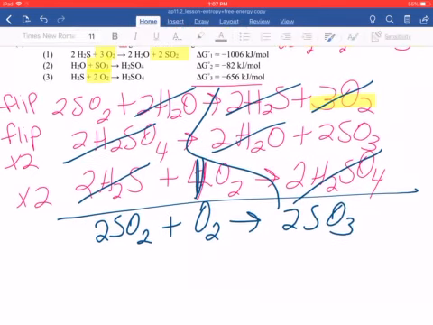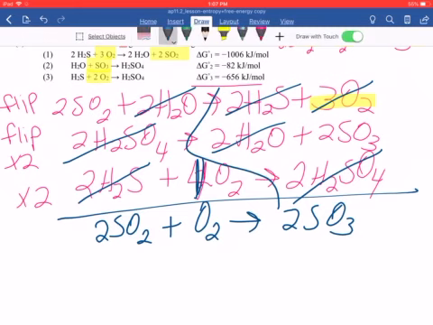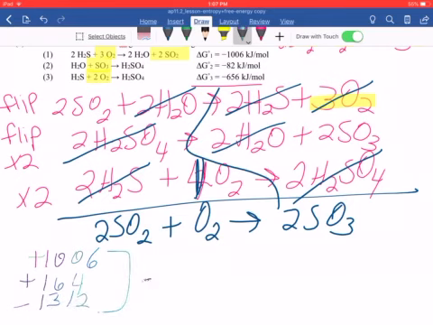And then the last part is just doing the same thing to the numbers. And so we flipped the sign for the first delta G, so we made it positive 1006. We flipped and multiplied the second delta G, so that's going to be positive 164. And we only multiplied the third one, so negative 1312. Add all of those together and you should end up with negative 142 kilojoules per mole. And that makes sense because that's what the answer was for A and for B.